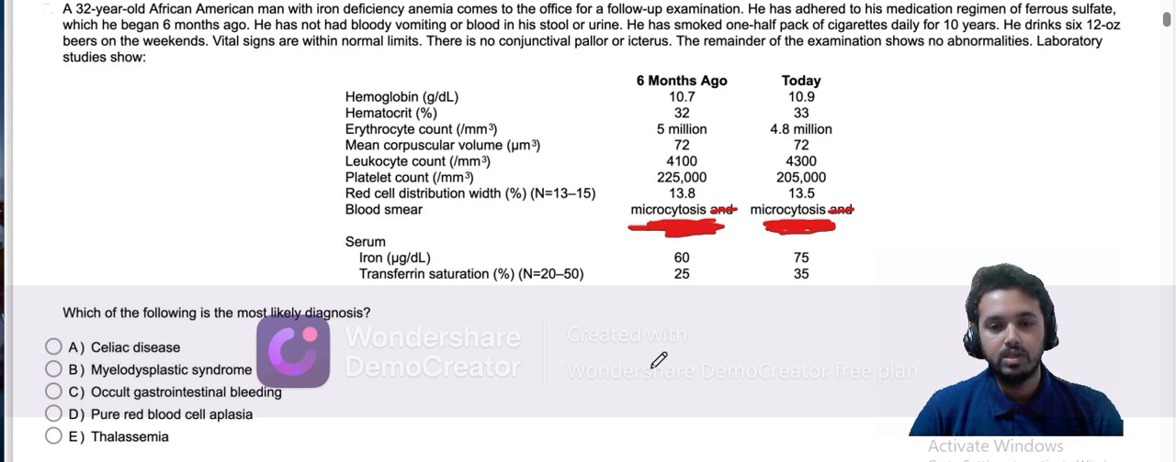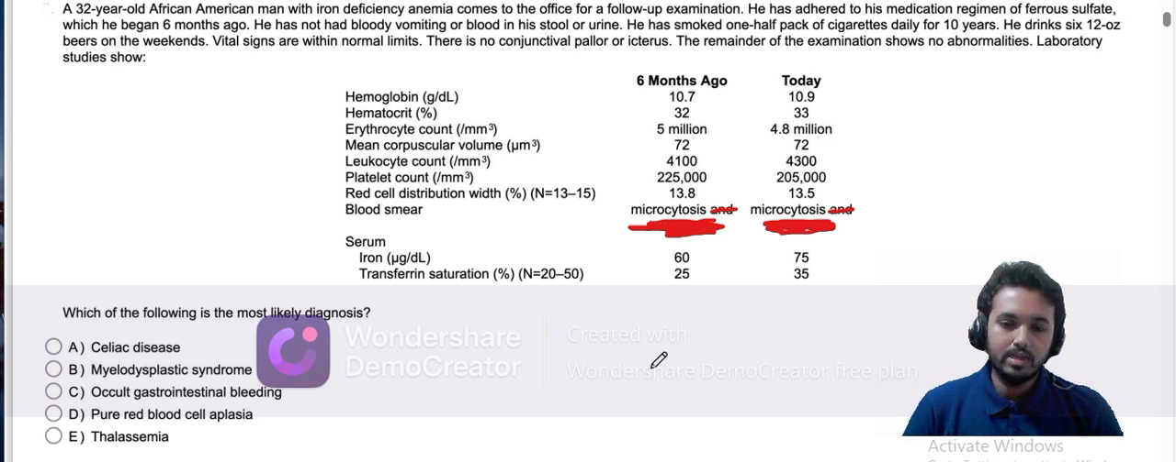Okay, and the lab findings show 6 months ago hemoglobin was 10.7 and today 10.9. So it has not improved much. Hematocrit 32 and today 33. Erythrocyte count normal. MCV 72 and today 72. Leukocyte count is normal. Platelet count is normal, and red cell distribution width is normal. Iron profile studies show 6 months ago iron was 60, today 75, transferrin saturation is normal. So what will be the answer? There are five options. You can pause the video here and think. Okay, let's jump to the answer.